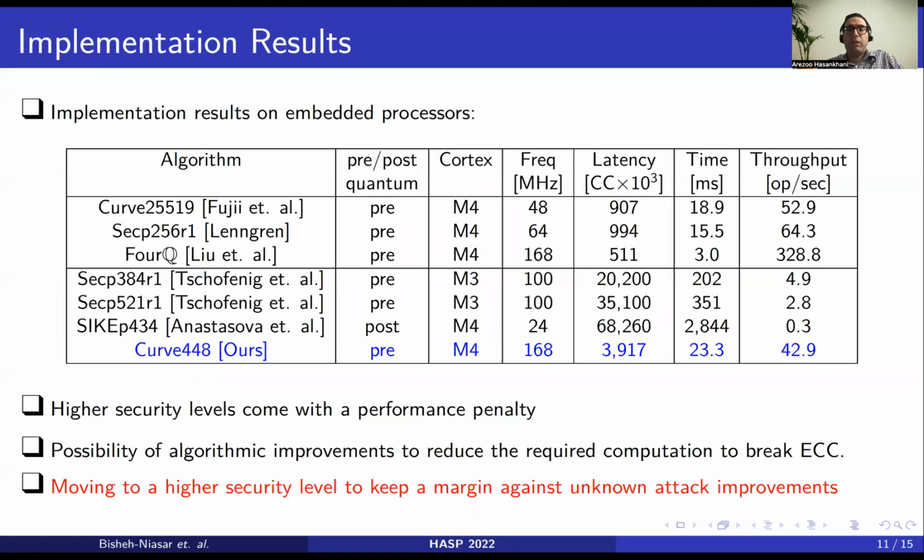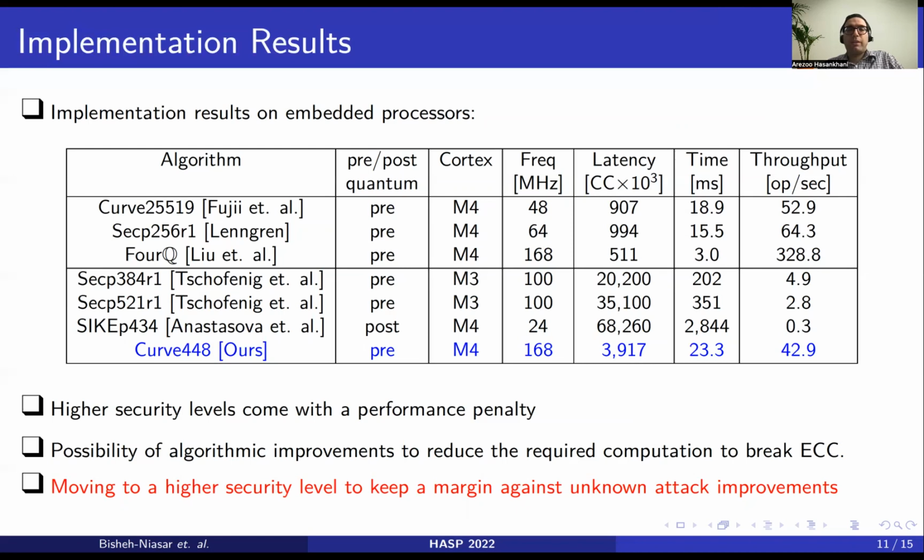Our results compared to the other algorithms are reported in this table. The first 3 rows of the table target the lower security level, 128-bit security. Therefore, as you can see, a higher security level comes with a performance penalty. However, our results show that the Curve448 implementation is still feasible for IoT devices.